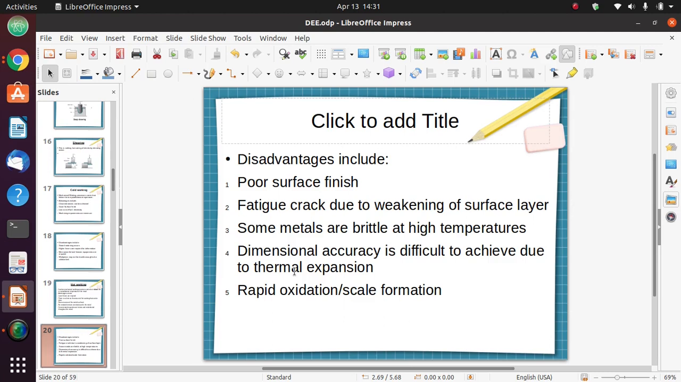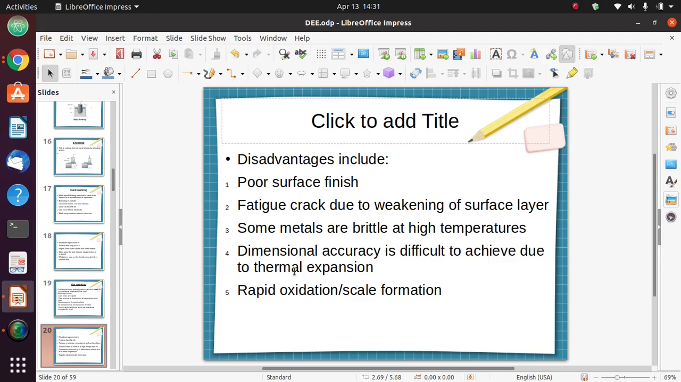So if you are going to be machining a metal, thinking that you are going to achieve, let's say, 10 centimeters by 10 centimeters, the minute you stop heating that metal, it will contract. When you heat it, it will expand. So it is very difficult to achieve an accuracy of 10 centimeters. So you have to take into consideration those processes when you're doing hot working.